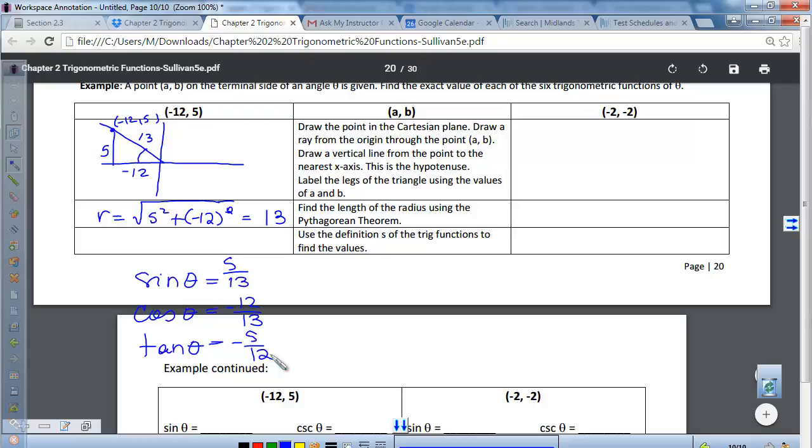All right. The reciprocal of sine is what? Cosecant. Very good. So cosecant theta is going to be 13 over 5. Then secant theta is negative 13 over 12. And then cotangent theta is negative 12 over 5.